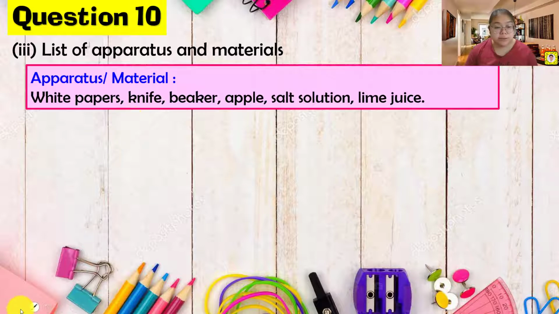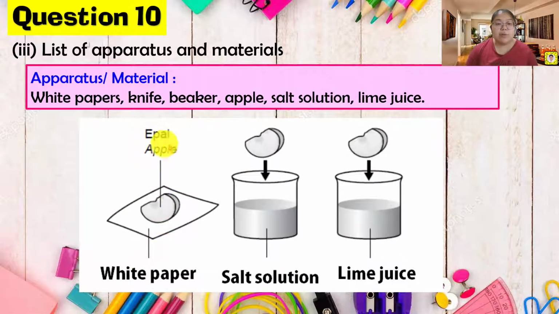Okay, let's see the drawing. In the drawing, we have a slice of the apple on the white paper. Then after that, the apple must be put inside the salt solution. Another one is the lime juice. This one is a diagram. Next, we need to write about the procedure, the steps of the experiment, how you do it.